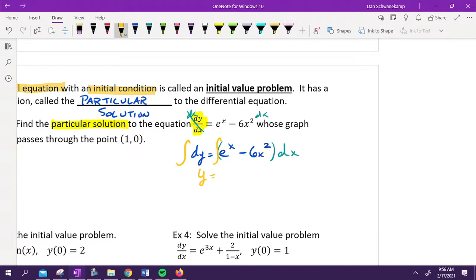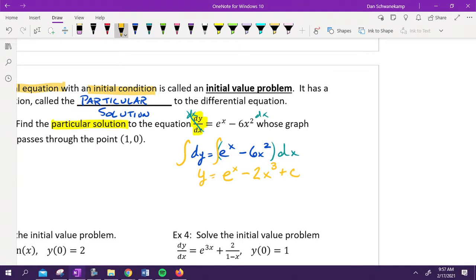Antiderivative of e to the x. The antiderivative of e to the x is e to the x. The antiderivative of negative 6x squared: I'm adding 1 to my exponent, so now it's x cubed, and my new leading coefficient is going to be 2, because I'm dividing by 3. Plus c. I just found an antiderivative without bounds, so it's plus c.